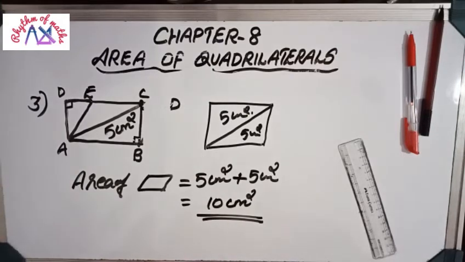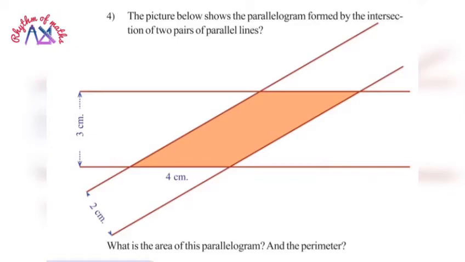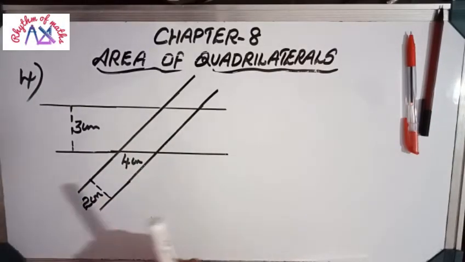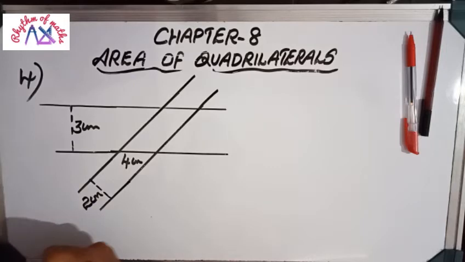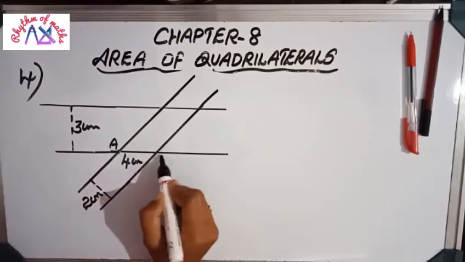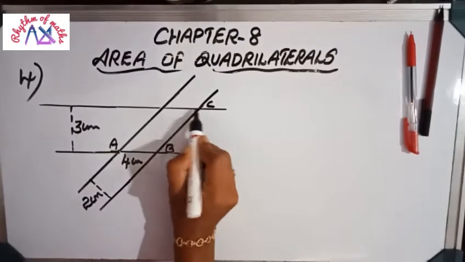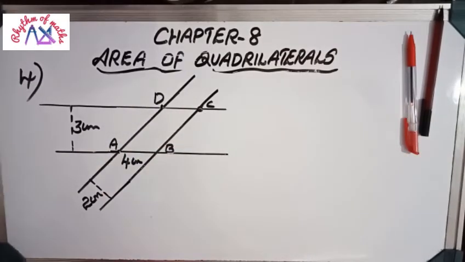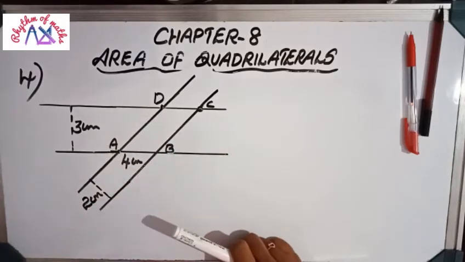Now let's move on to the fourth question. Question number 4 is, the picture below shows the parallelogram formed by the intersection of two pairs of parallel lines. What is the area of this parallelogram and the perimeter? In this question we have a figure like this. In this figure we can see one parallelogram. Let's mark the vertices as A, B, C, D. ABCD is a parallelogram. The question is, what is the area and perimeter of this parallelogram?